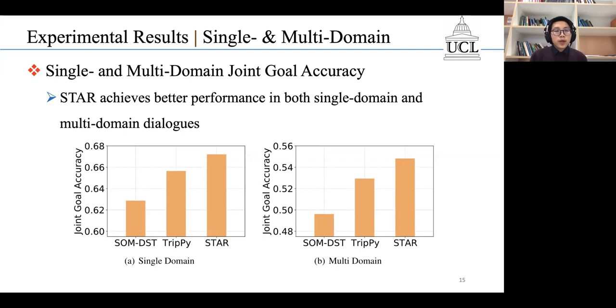Given that a dialogue may contain just a single domain or involve multiple domains, we divide the test set into single domain dialogues and multi-domain dialogues, and then analyze the performance in each scenario. In a single domain scenario, we can see that all the methods demonstrate a much higher performance. But in a multi-domain scenario, the performance is slightly lower because multi-domain dialogues are much harder. Even so, our method STAR still achieves around 55% joint goal accuracy.